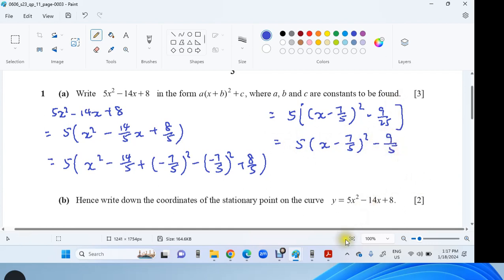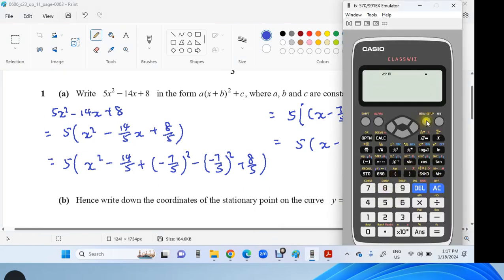Okay, to check the answer is very easy. But in paper 1, you cannot check the answer because paper 1 cannot use a calculator. So in paper 2, you can use a calculator to check your answer.